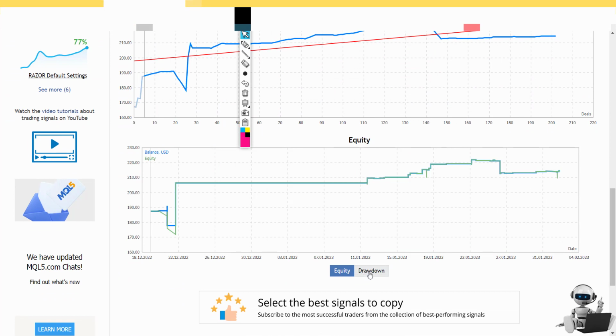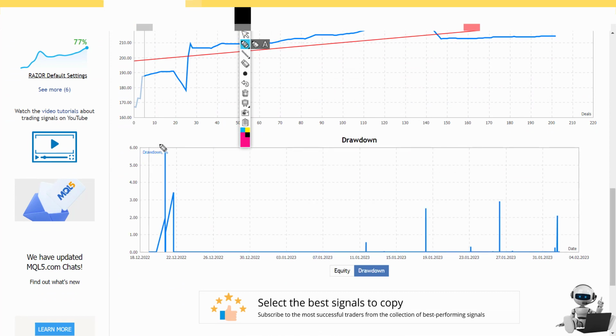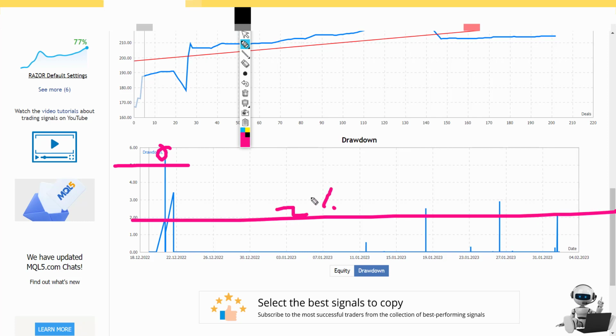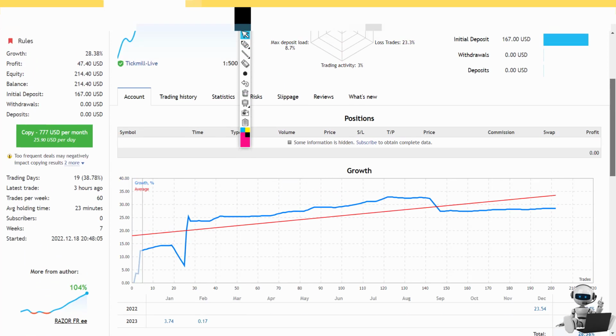For the drawdown, you can see the peak is almost 5% and the average drawdown is 2%. Maybe you can use this EA for live performance. Maybe it is good for that, so we need to test it to see if it is worth it.